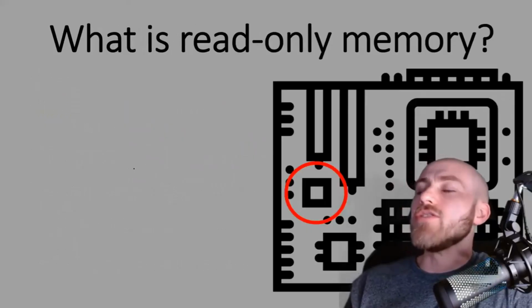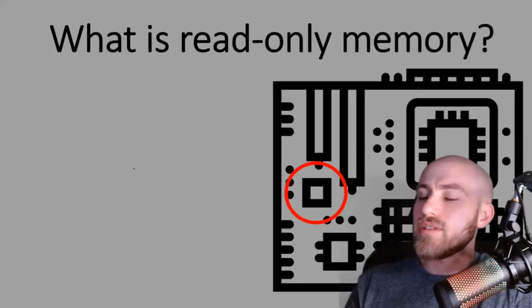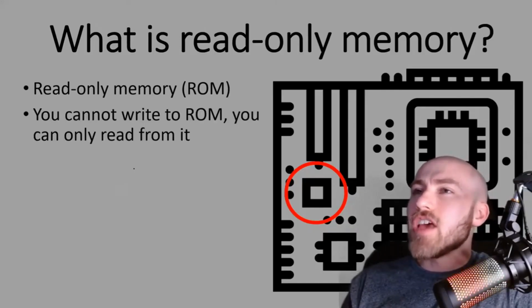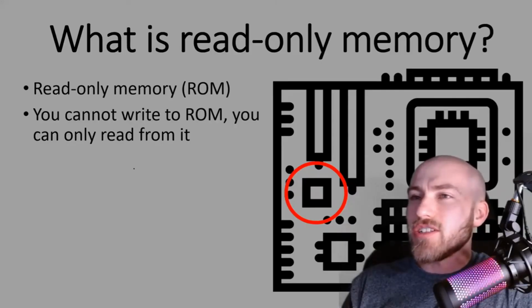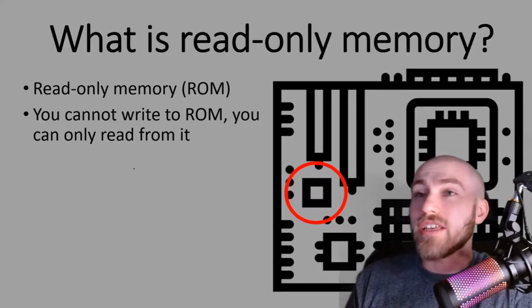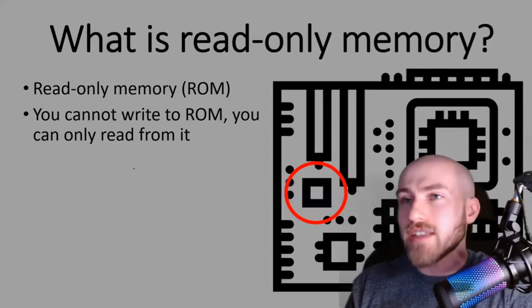Now let's have a look at another type of memory. The next one is read-only memory, or ROM. You've probably heard the terminology read-only before, and it's usually on when you open a Word document on Teams or something like that. Sometimes it's on there as read-only, and it quite literally means that you can only read from it, you can't write to it at all.